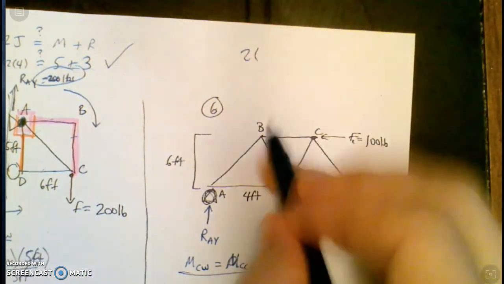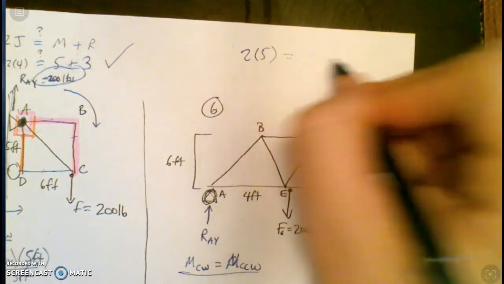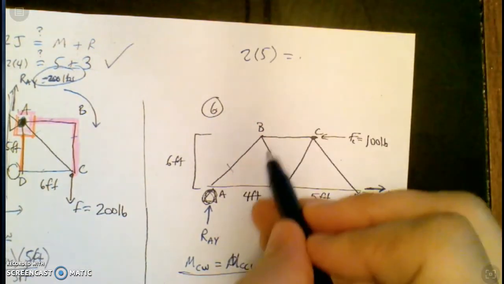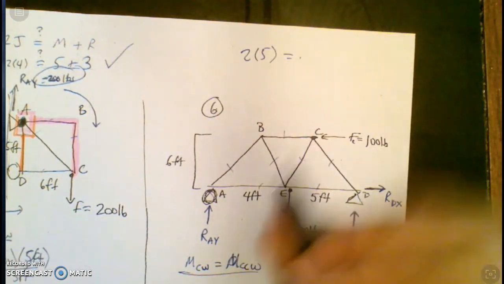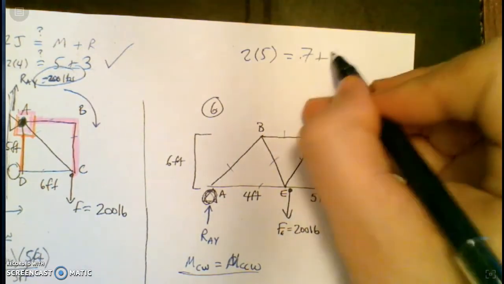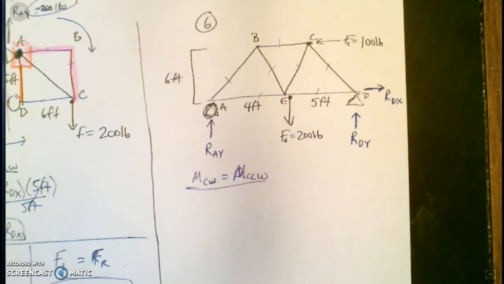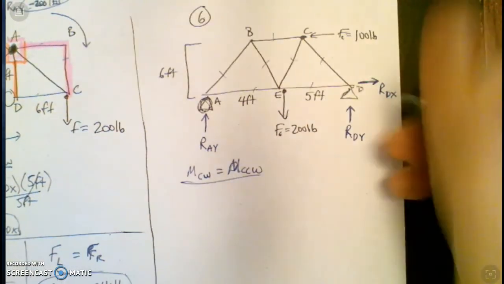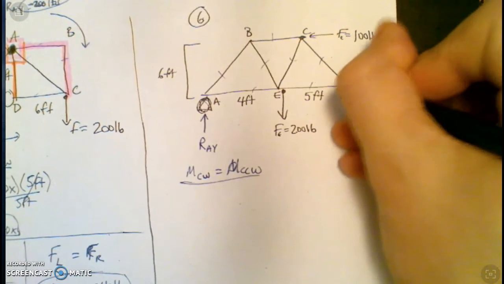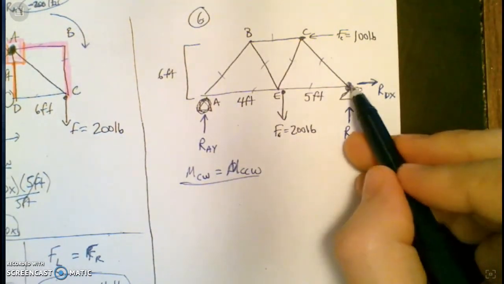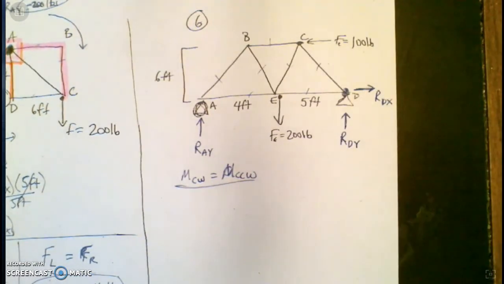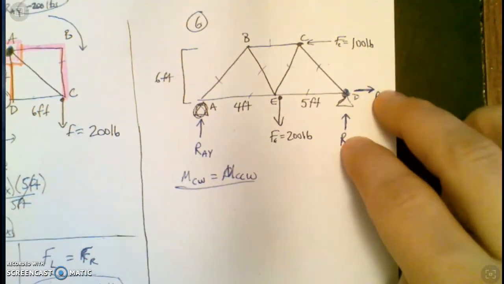All right, first of all, we can do the 2 times the number of joints: 1, 2, 3, 4, 5, must equal the members, 1, 2, 3, 4, 5, 6, 7, plus the reaction forces, 3. Boom. It works. I can do it. Okay. So now let me help you with the wrenches. Remember, I always pick my pivot point to be this pin, because then I don't have to calculate these two.